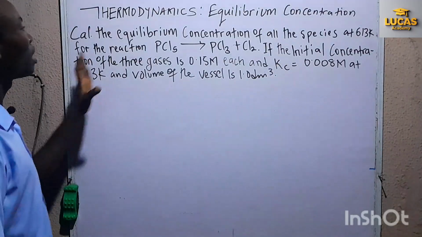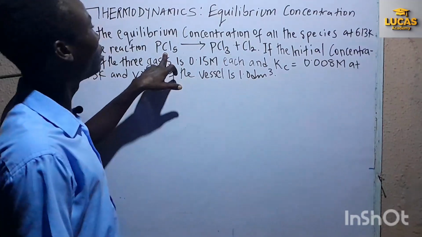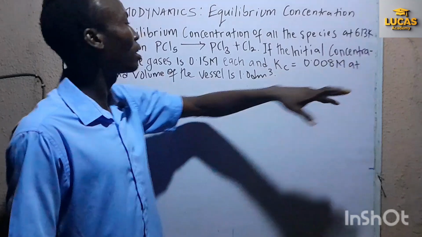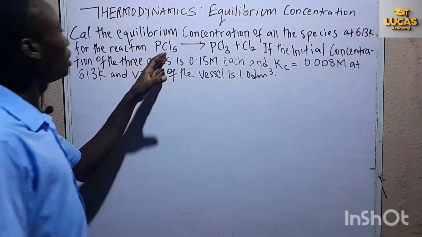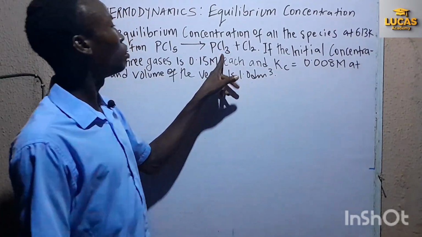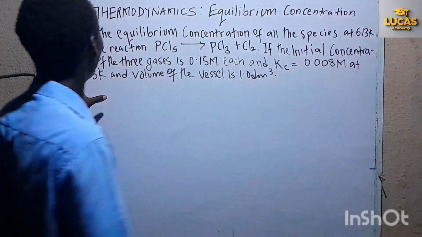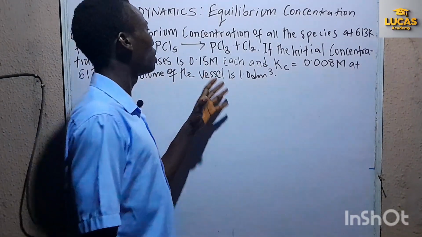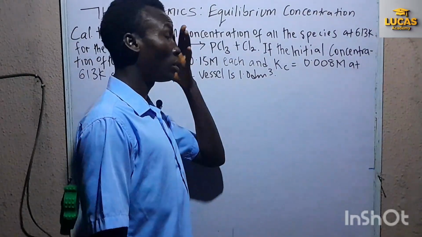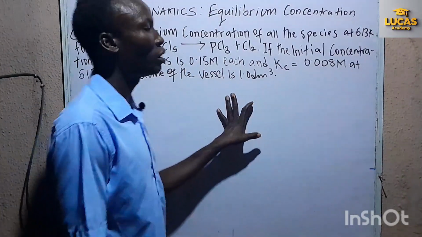Now, the question here says calculate the equilibrium concentration of all the species. So, what are the species? We have 1, 2, 3. They are the species there, okay? At 613 Kelvin, for the reaction PCl5 to give rise to PCl3 plus Cl2. Now, if the initial concentration of the three gases is 0.15 mole each, and Kc is given to be 0.008 mole at 613, and volume of the vessel is 1.0.